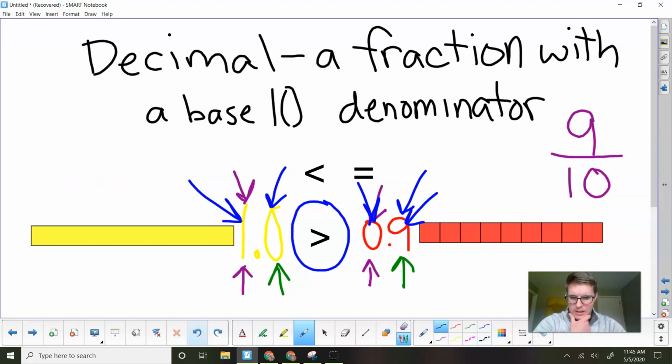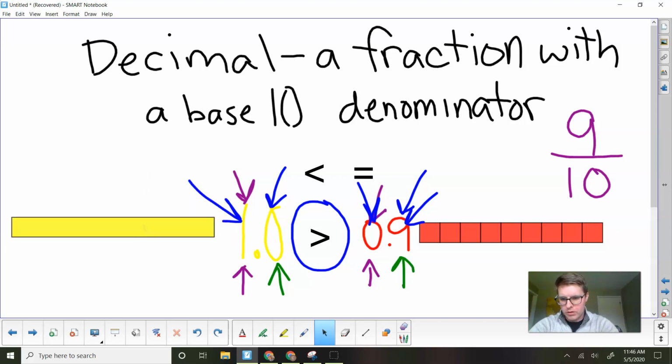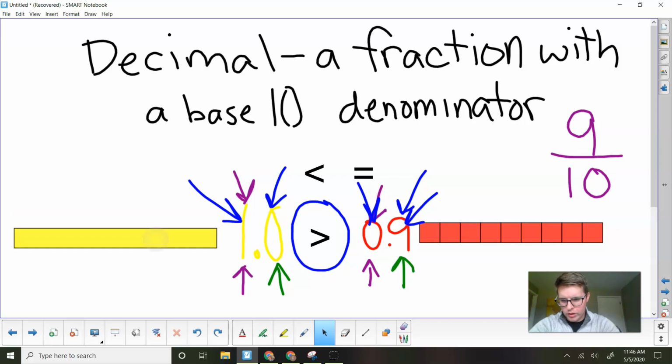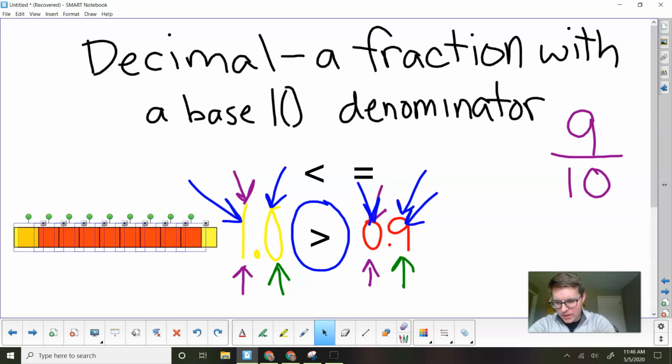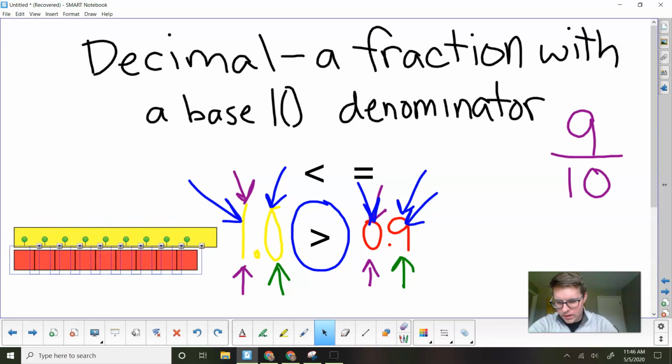All right. Let's take a visual of this problem. 1.0 is greater than 0.9. Let's look at it in terms of our fraction strips. So on the left, I've got 1 whole. That's 1. On the right, I've got 0.9. That's 1, 2, 3, 4, 5, 6, 7, 8, 9 tenths. And let's stack them on top of each other, or right side by side. Which is bigger? Yes, 1.0 is bigger than 0.9.